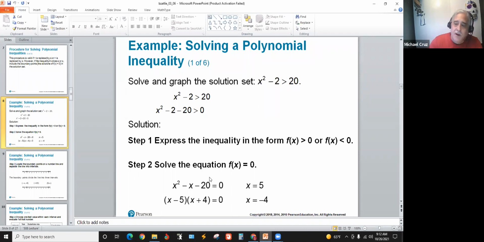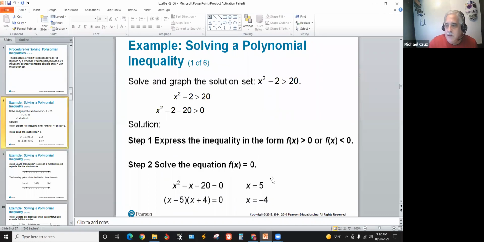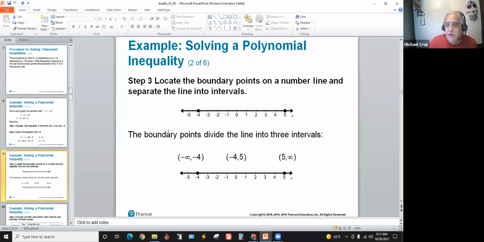Well, what we're going to do is just play like it's an equation and solve it. And that factors as x minus 5, x plus 4. So x is equal to 5, x is equal to negative 4. So those are boundary points. What do I mean by boundary points? Well, see, negative 4 and 5. So they make a little dot here. You could make a line.